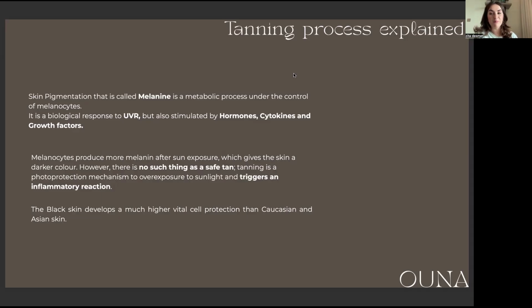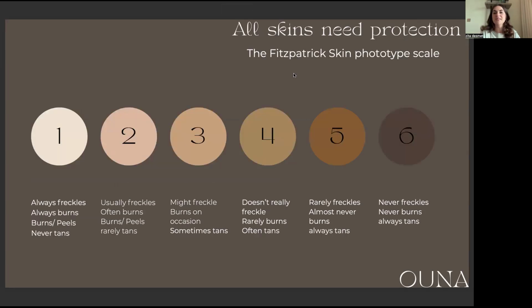So, black skin or different types of skin. For example, black skin has a way higher cell vital protection than, for example, Caucasian and Asian skins. They have a way better defense embodied in the cell mechanism already than lighter skin types. However, they still can be triggered sometimes. And this is what we all need to know about as well: what different skin types or phototypes there are, first of all, as all our skins need protection.